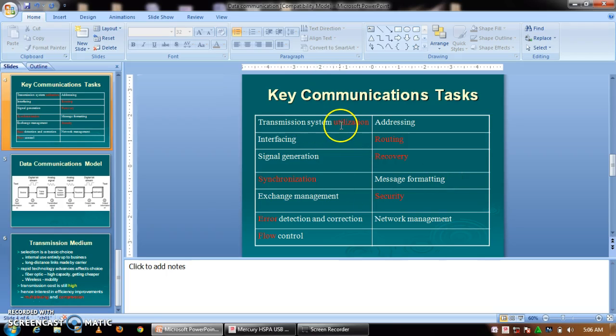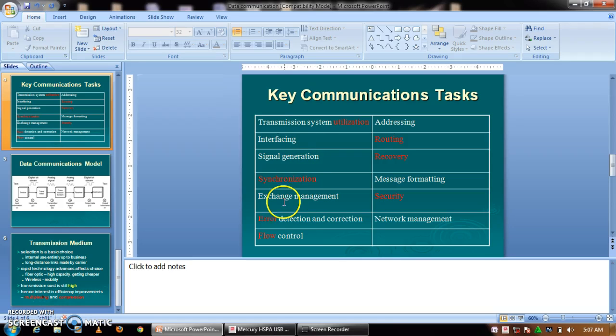First is transmission system utilization. It needs to make efficient use of transmission facilities, typically shared among a number of communication devices. Next, the device must interface with the transmission system. That is interfacing. Next, signal generation. Once the interface is established, signal generation is required for the communication.